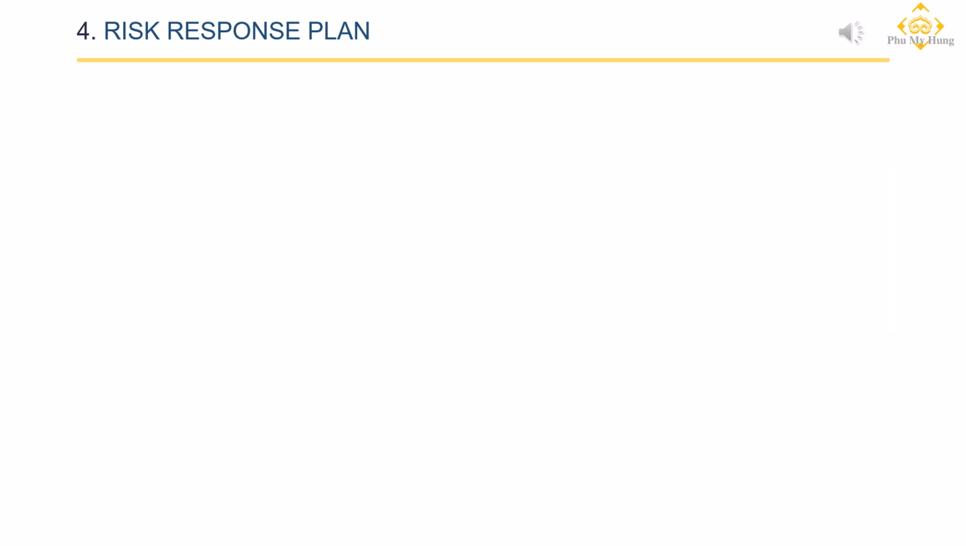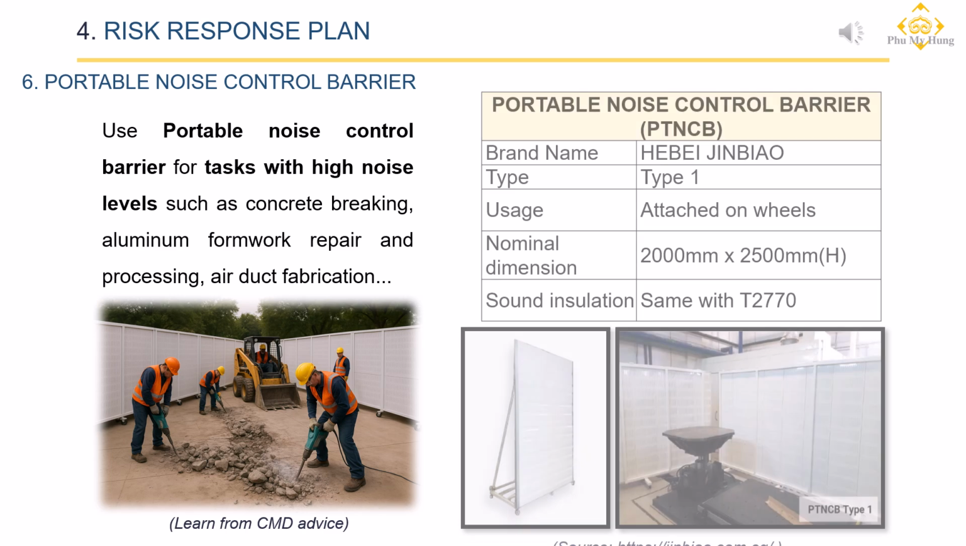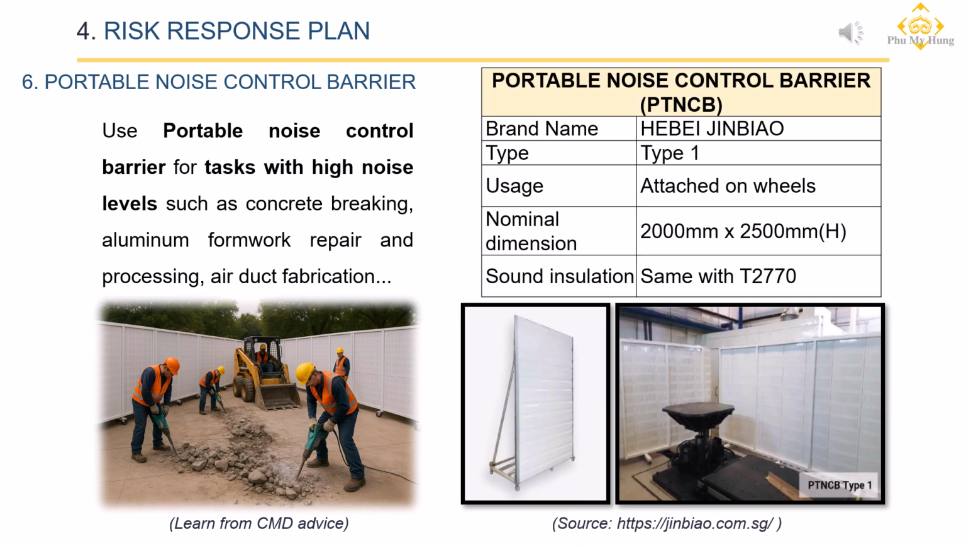To apply the modular installation characteristics of soundproofing panels, we are considering the use of portable noise control barriers. These modules are mounted on wheels, making them easy to move and effectively providing localized soundproofing for high-noise operations such as concrete breaking, aluminum formwork repair, installation and removing, and air duct fabrication. These barriers offer similar sound absorption coefficients as the previously mentioned modules and are typically manufactured in dimensions of 2 by 2.5 meters.